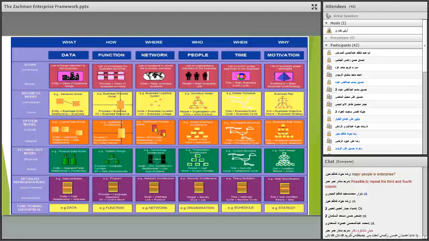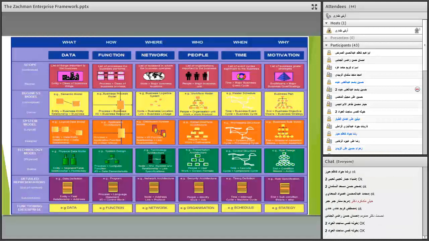Okay, now I'm going to talk about the fifth column. The fifth column talks about when and shows the time of the major events of the enterprise. What are the major events that happen? We show the timing of these major events because you need to schedule for these major events. And this column helps you in scheduling for these major events.